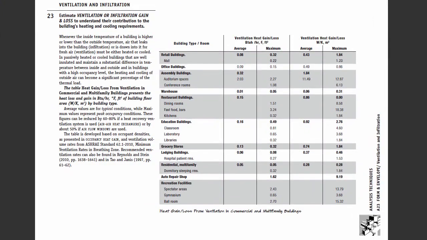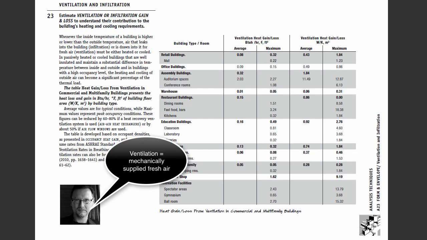Now we'll look at the table, heat gain, loss from ventilation in commercial and multifamily buildings. So this table assumes mechanical fresh air ventilation. That's the distinction that we make between ventilation and infiltration. So ventilation is mechanically induced. We ventilate at a designed rate based on the number of people and the kind of occupancy that's happening in the building. Infiltration is being driven by wind pressure primarily.